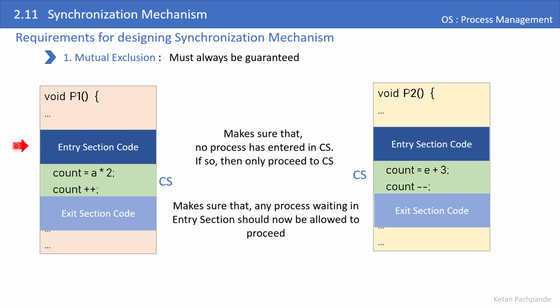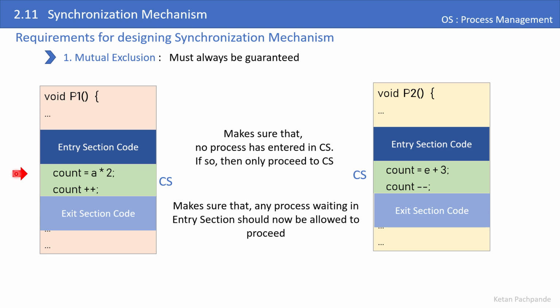Now the moment this program counter reaches the entry section, this code will make sure that no other process has passed, meaning went through, their entry section code. So as of now, there is only one process I have taken, started the execution of P1. So this is the first one asking the entry section, can I enter into CS? Now since process P2 hasn't started, I can say that this entry section code allows process P1 to enter the CS.